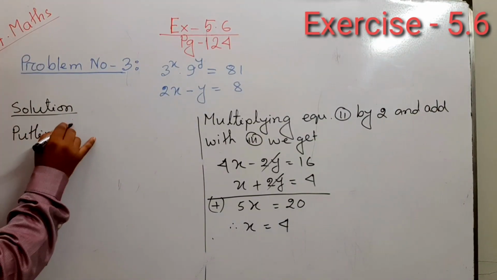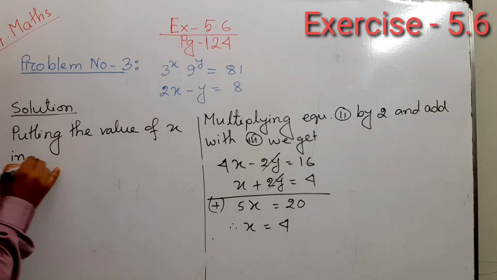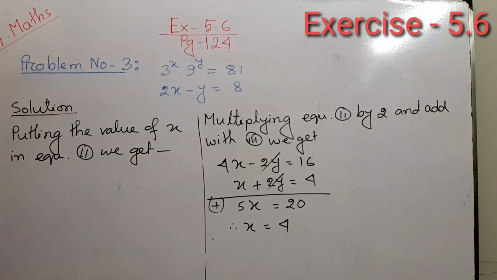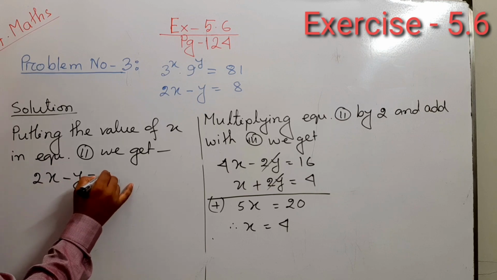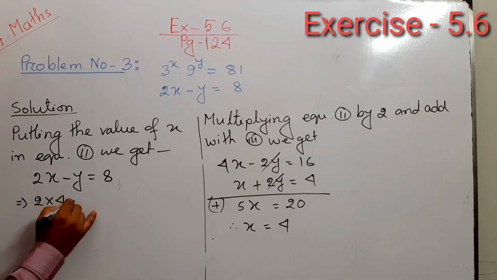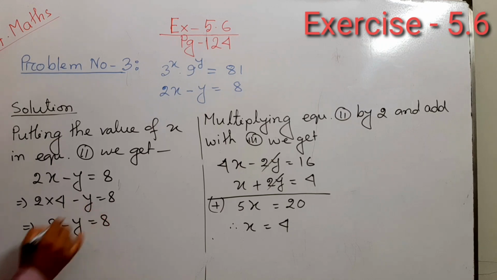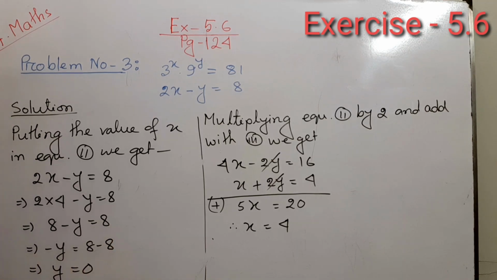Putting the value of x in equation 2, what do we get? That is 2x minus y equal to 8. 2 into the value of x, which is 4, so 4 minus y equal to 8. That is minus y equal to 8 minus 4, that is y equal to 0. So the value of y is equal to 0.